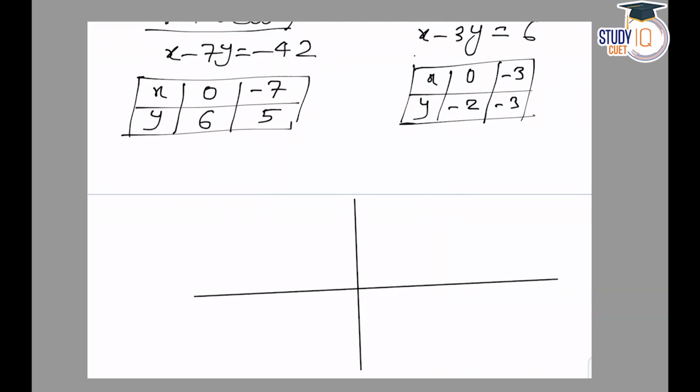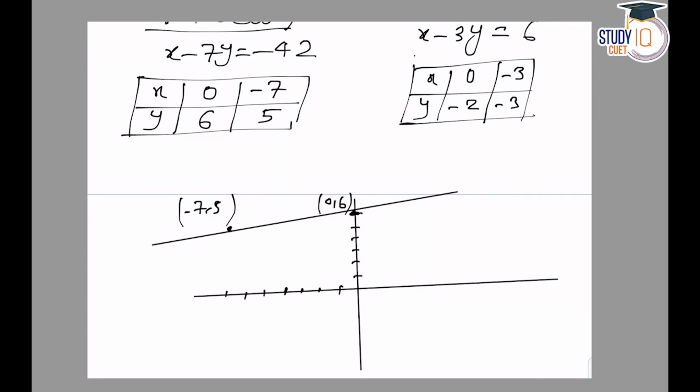So first point is (0, 6): 1, 2, 3, 4, 5, 6. That is this point (0, 6). Again we need (minus 7, 5): minus 1, minus 2, minus 3, minus 4, minus 5, minus 6, minus 7, and 5. So we get (minus 7, 5). Now draw a straight line joining these two points.